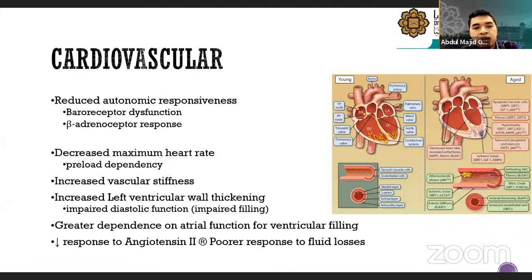Hence, there will be preload dependency, and there will be increased vascular stiffness, increased left ventricular wall thickening, greater dependence on atrial function for ventricular filling, and reduced response to angiotensin II, hence poorer response to fluid loss.